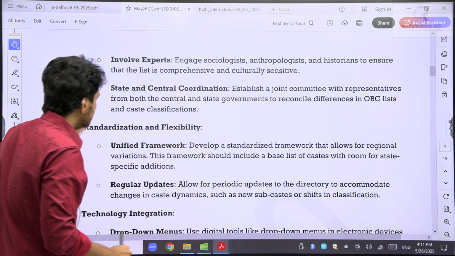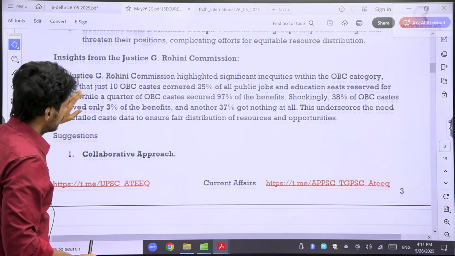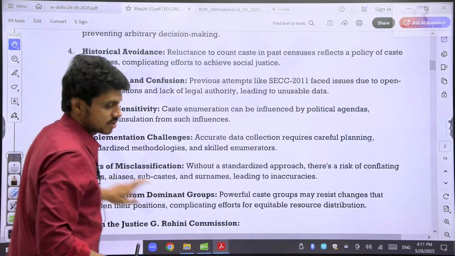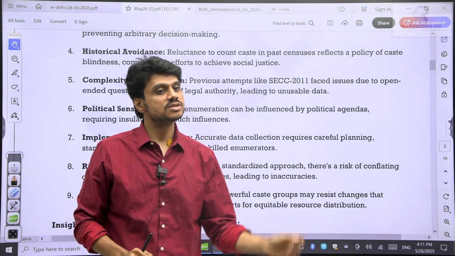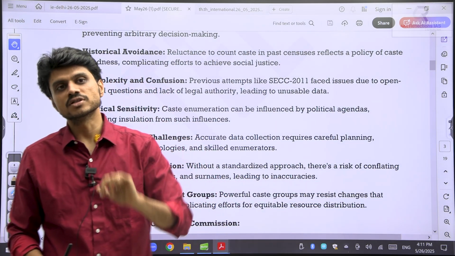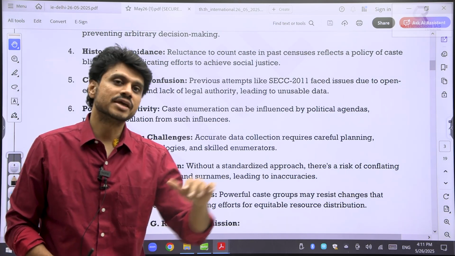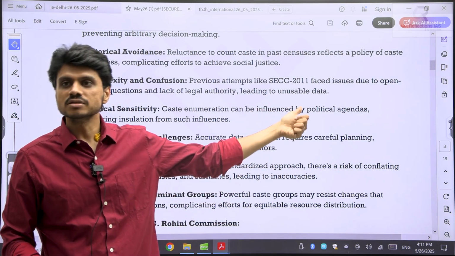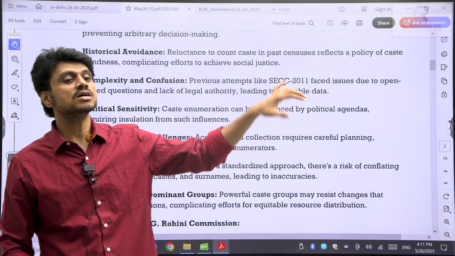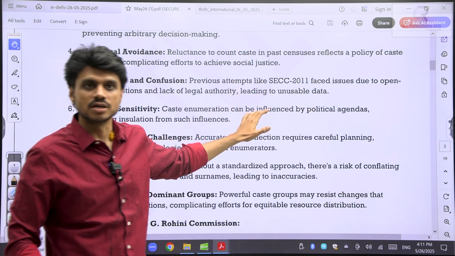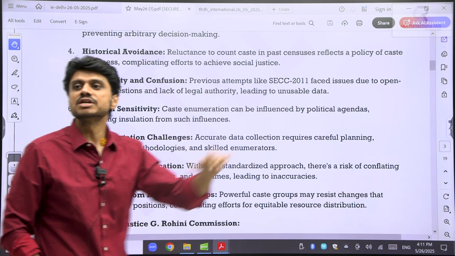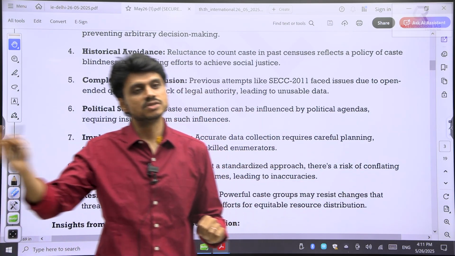So they will, in the mains, very high possibility, ask: do you think India needs a caste census? Or what are the challenges India faces while going for a caste census? They can ask this in the society part, GS1 society, or in the governance part. If the mains question is asked, we have why it is required, 5 points, and the challenges.